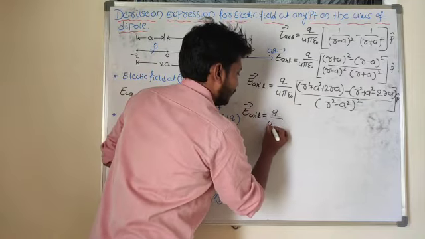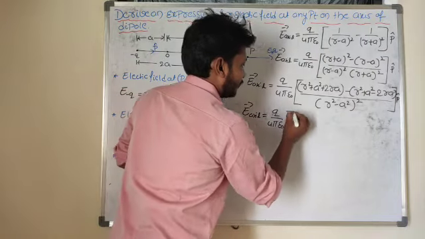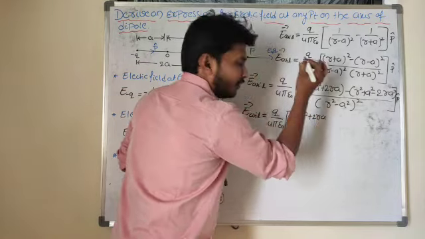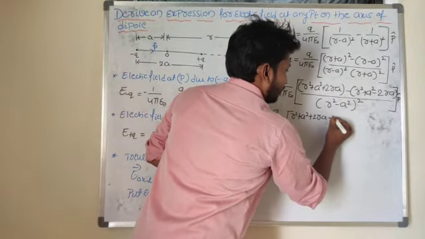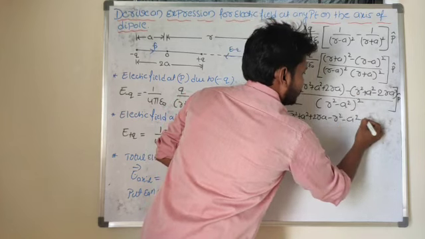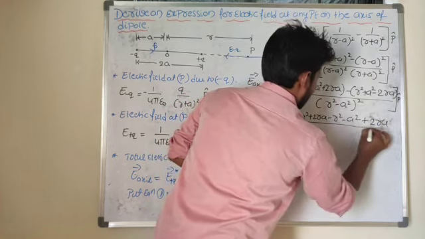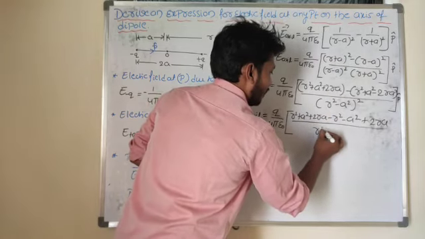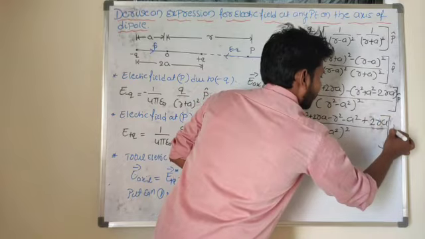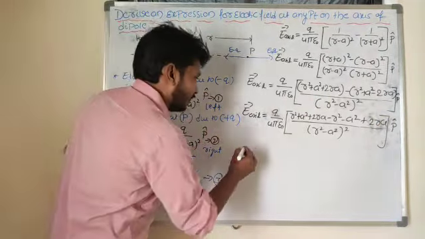So it is equal to q by 4 pi epsilon naught, [r square plus a square plus 2 times r into a, minus (r square minus a square), minus into minus means plus 2 times r into a] whole divided by (r square minus a square) whole square, into p cap. Here p represents the direction of the dipole.